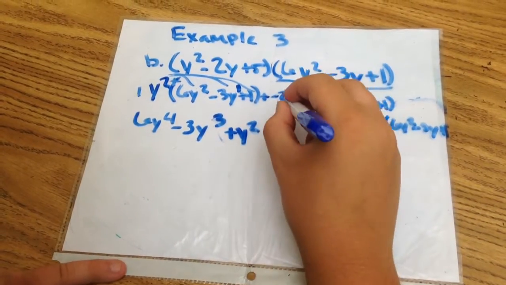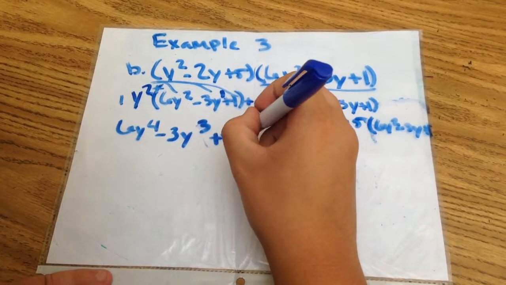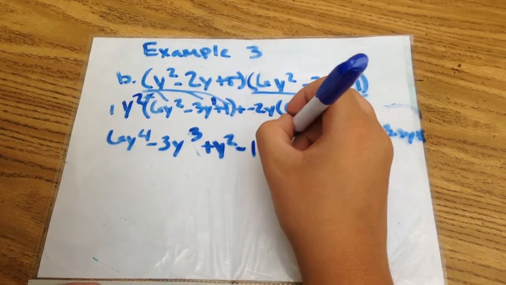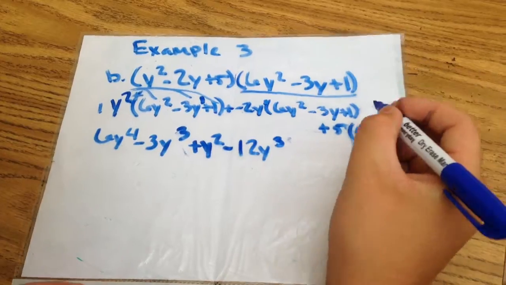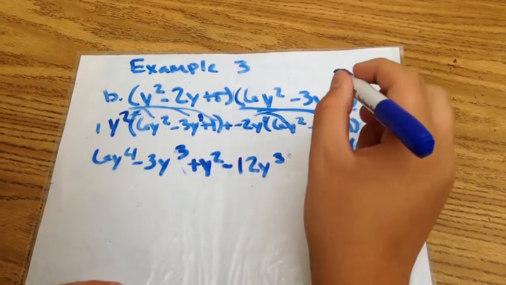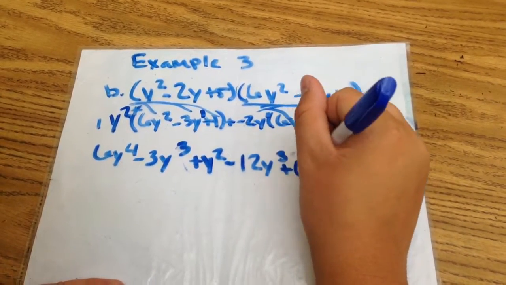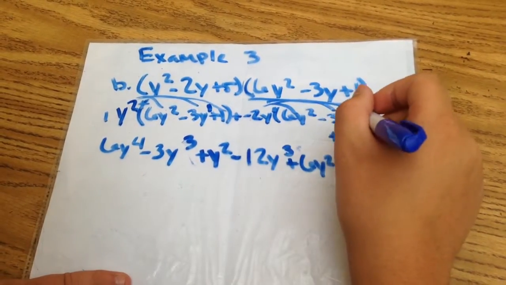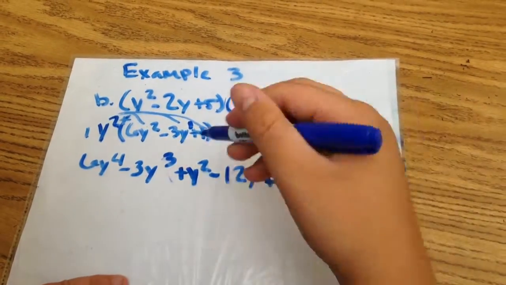Next, you're going to distribute this negative 2y. So negative 2y times 6y squared is going to equal negative 12y cubed, because 1 plus 2. And then to this term here, negative 2y times negative 3y is going to be plus 6y squared, because you have 2 y's. And lastly, negative 2y times 1 is going to be negative 2y, because anything times 1 is itself.